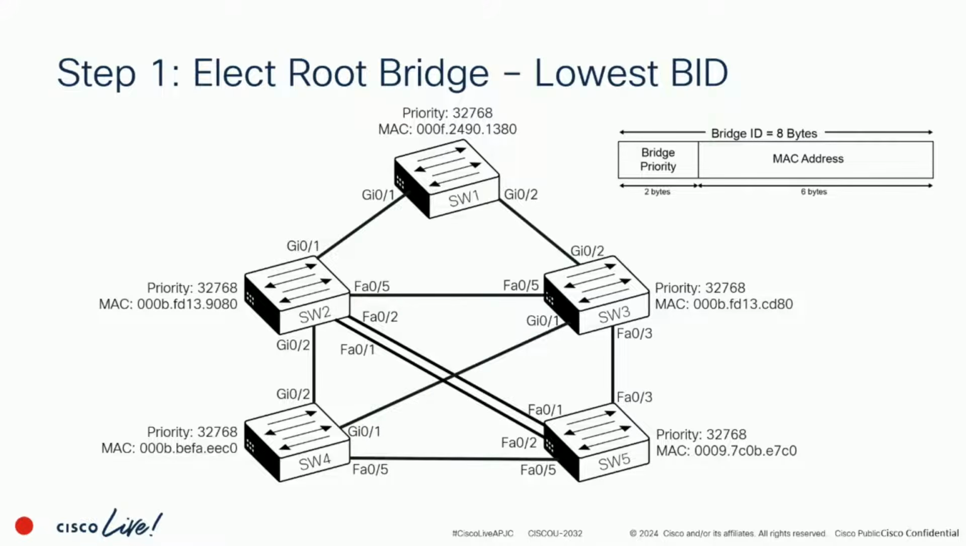Step number 1. If you remember what step number 1 was with our spanning tree process, we need to figure out who the boss is. Which one is going to be the heart of the network? This is the one with the lowest bridge ID. I'm reminding you what that is: a combination of the priority and the MAC address.